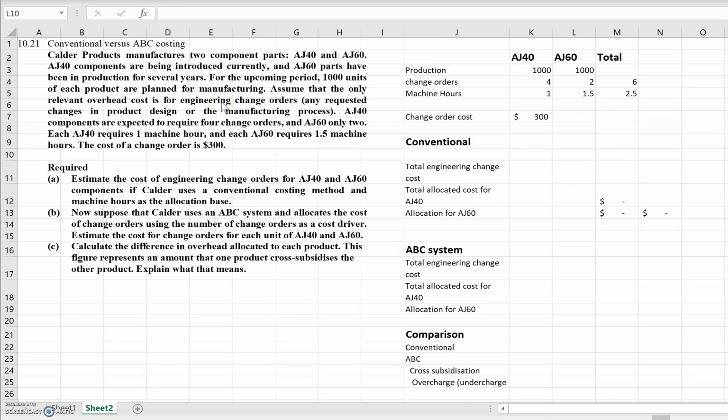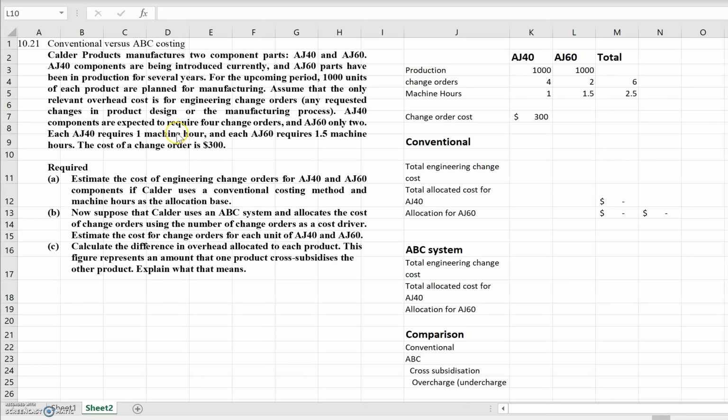Okay, so here we're looking at conventional versus ABC costing. We've got two products, AJ40 and AJ60. We're going to produce 1,000 units of each product. Now there are some overheads, and that's in the engineering change orders, which are changes in product design. So for AJ40 we've got 4 change orders, and for AJ60 we've got 2. So there are a total of 6 change orders.